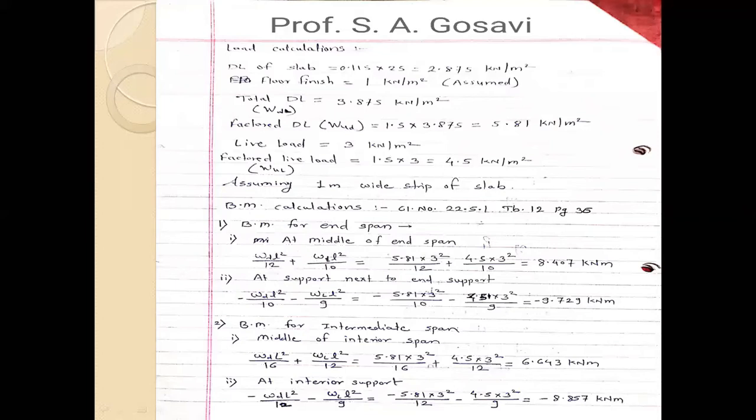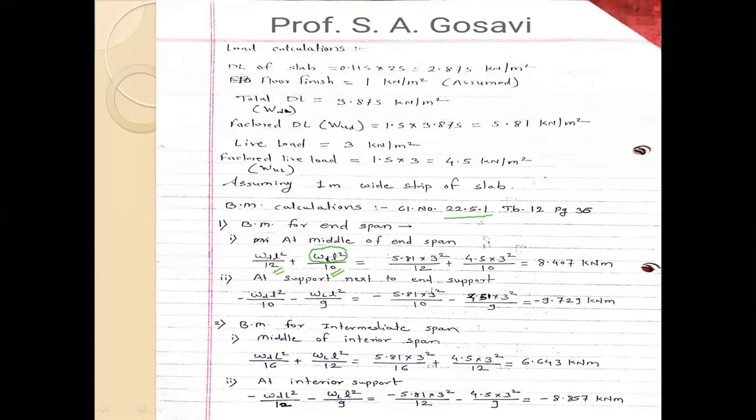Now if you see over here, this WL square is the common term. We need to multiply the coefficient by WL square. Once for dead load, we have to take the dead load, and once we have to take the live load. The coefficient factors are 1 by 12 and 1 by 10, and those come from here.